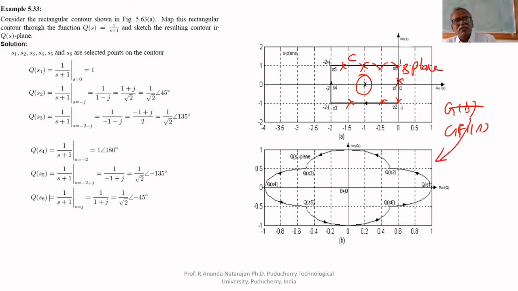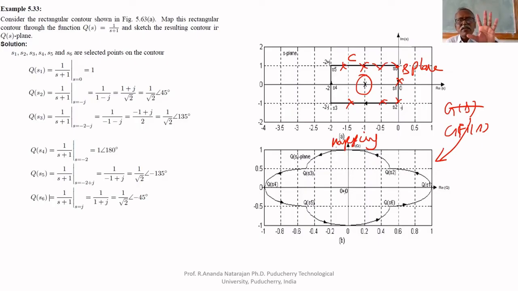GH1, GH2, GH3, GH4, like that. I plotted all these points. You got this mapping. This is the mapping of the C contour on the GH plane. You notice that this mapping encircles the origin in the anti-clockwise direction one time.